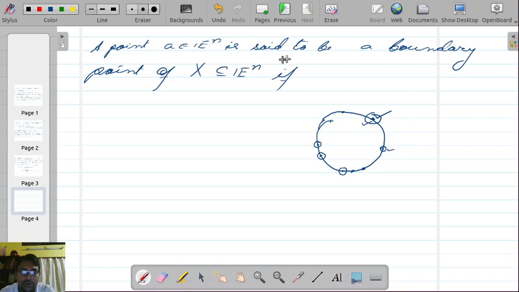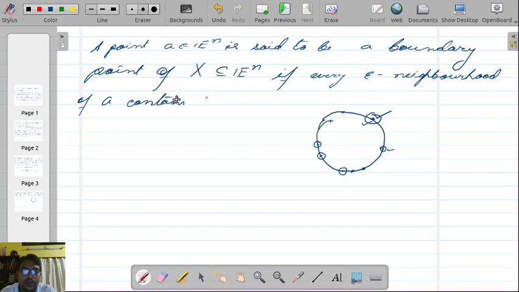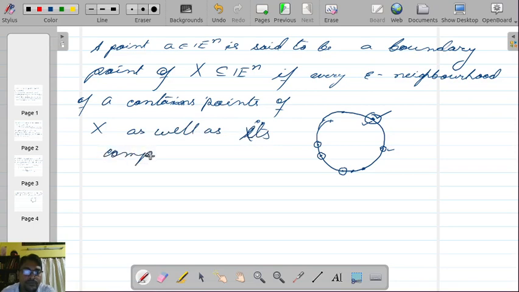So a point A belonging to e to the power n is said to be a boundary point of x if every epsilon neighborhood of A contains points of x as well as points of x complement.